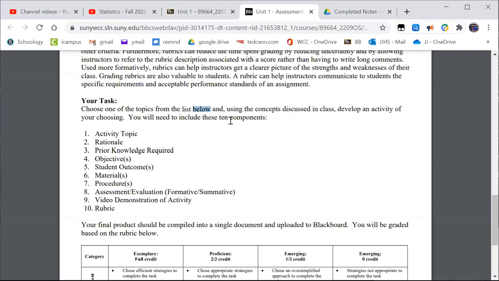Prior knowledge required. All right. So if you're talking about counting, for example, you may want to account for the fact that they know how to sort and compare and things like that. So when we look at the next document in a second, you're going to see that I've given you the K through 3 curriculum standards so that you can see what comes before and what comes after. Objectives, like what is it that they should be working towards in the activity? What are the student outcomes? What should be the result of the activity?